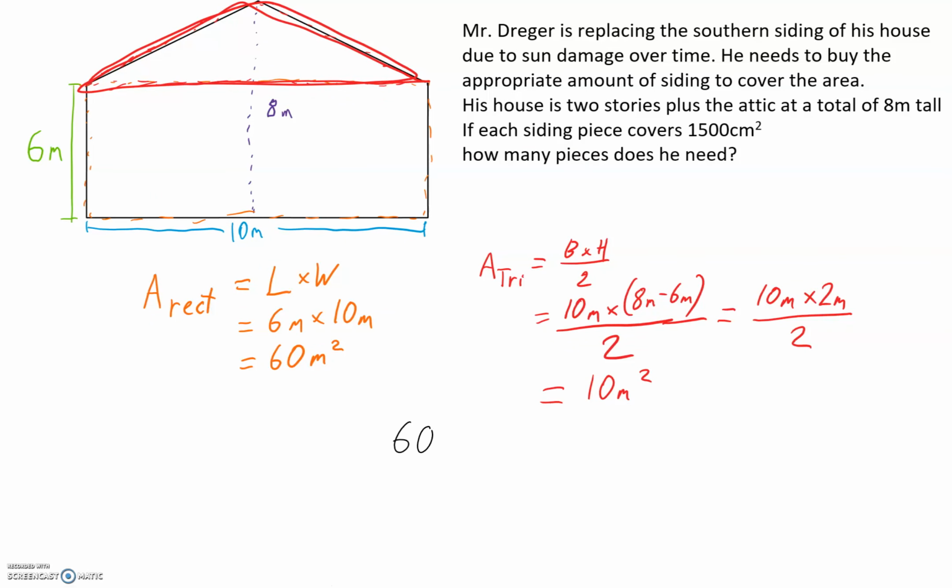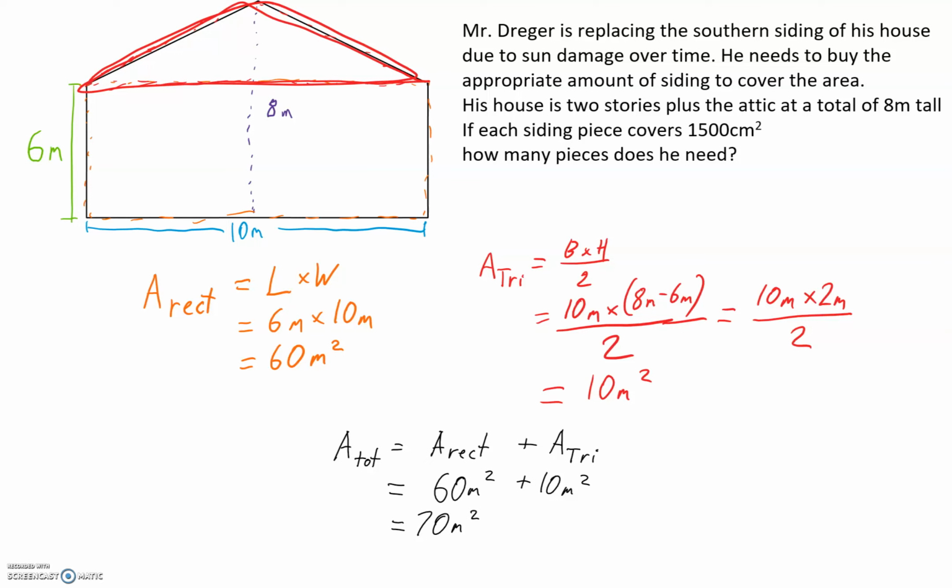Now we just have to add those two numbers together: 60 meters squared plus 10 meters squared. Let's write the whole thing properly. Area total equals area of the rectangle plus area of the triangle. The area of the rectangle was 60 meters squared, plus the area of the triangle was 10 meters squared. If we add those together, we have 70 meters squared.